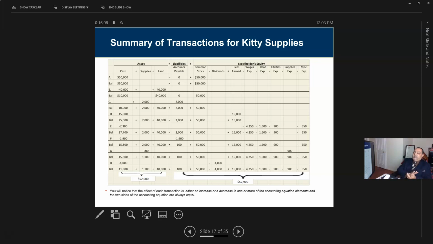Now you will notice that the effect of each transaction is either an increase or decrease in one or more of the elements of the accounting equation. And the two sides of the accounting equation have always been equal. So that is something that you have to really keep in mind.